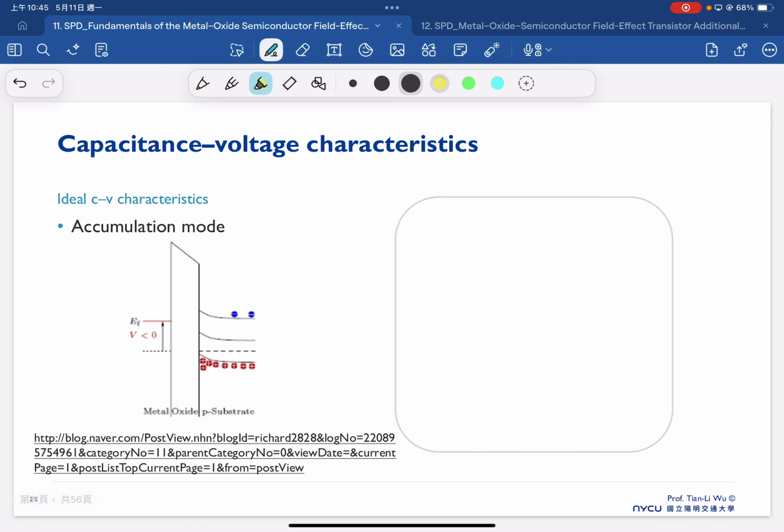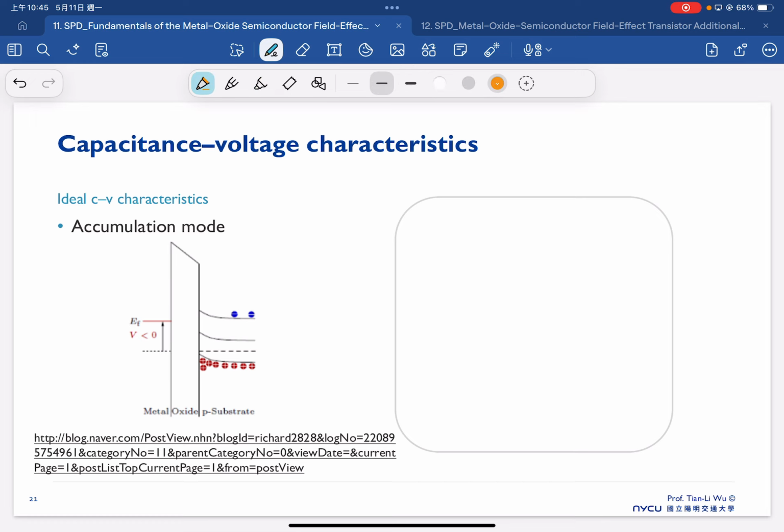And once we understand the basic MOS and how to analyze the threshold voltage, the next thing we are interested in is the capacitance-voltage characteristic. That's how we normally call it, the CV characteristic. When we do the CV characteristic analysis, you first have to understand a little bit more about how we perform the CV measurement.